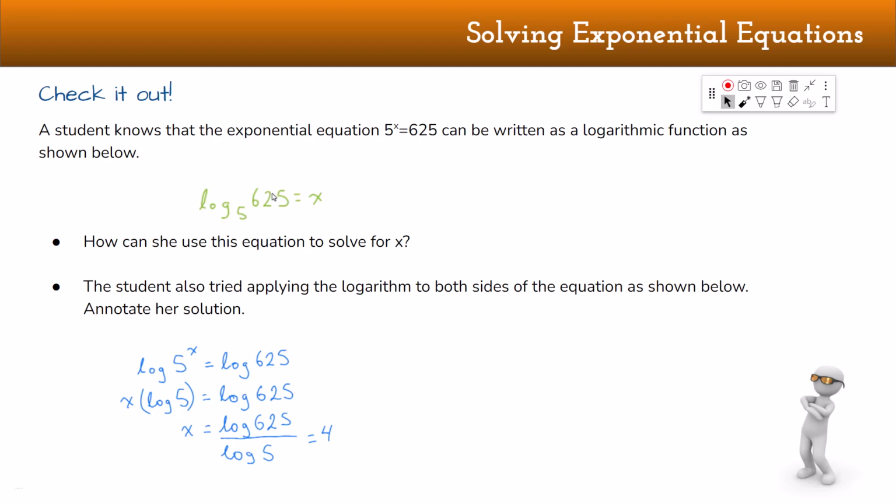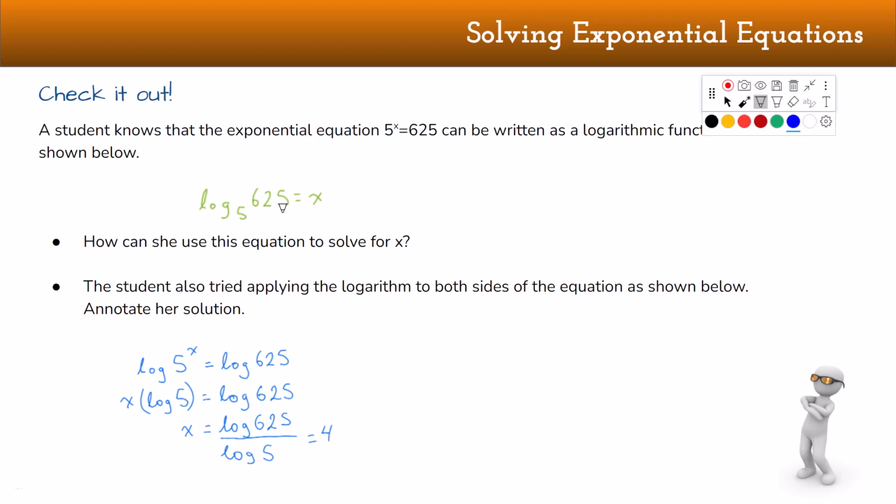So she could have done this a couple of ways, but here it's saying the student also tried applying the logarithm to both sides of the equation as shown below, and is asking us to annotate the solution. So what did she do? Well, she started with this original expression, 5 to the x equals 625, and she went log of 5 to the x equals log of 625. She brought the x down to the front, and now she got x equals log 625 divided by log 5, which equals 4. She put that in the calculator.